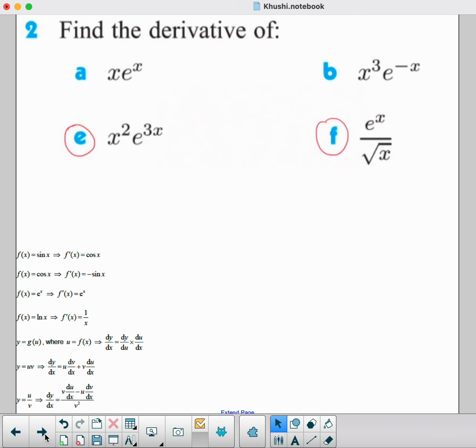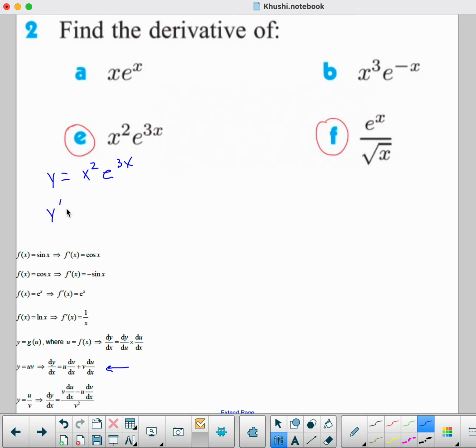Okay. Next, find the derivative of this. All right, so y equals x squared e to the 3x. I have two functions. I am using the product rule. Derivative of the first times the second plus the first times the derivative of the second, whatever.